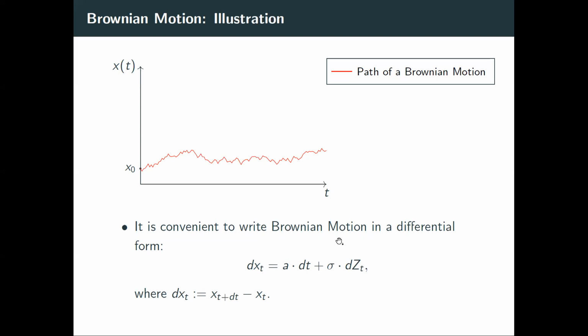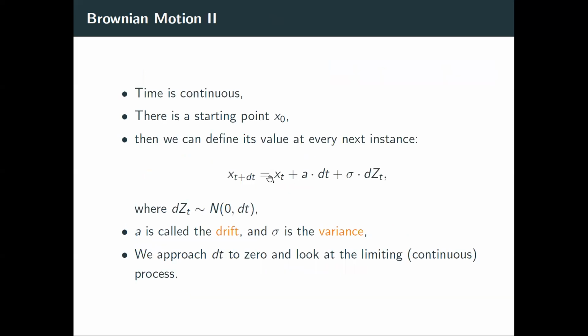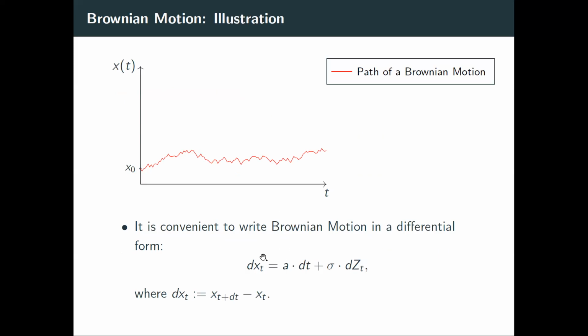What is important about Brownian motion? First, it's a bit more convenient to write it in differential form, so that we transfer this xt to the left-hand side. And write it as: the change in xt is equal to the predictable change plus the unpredictable change.